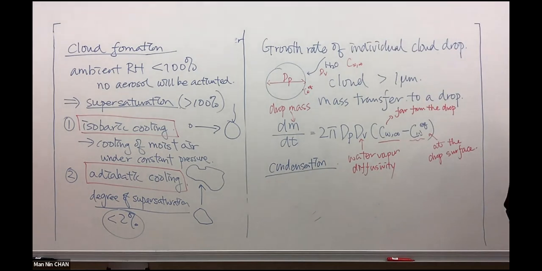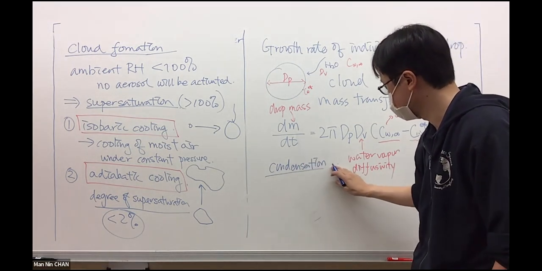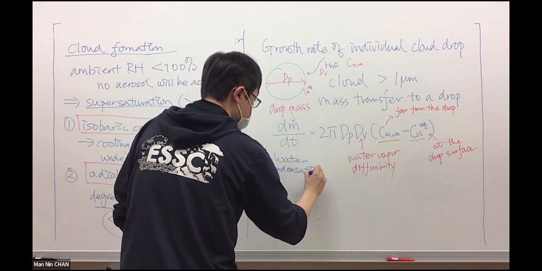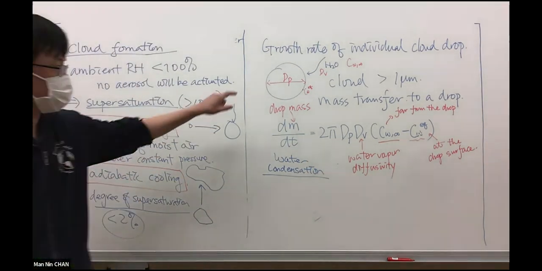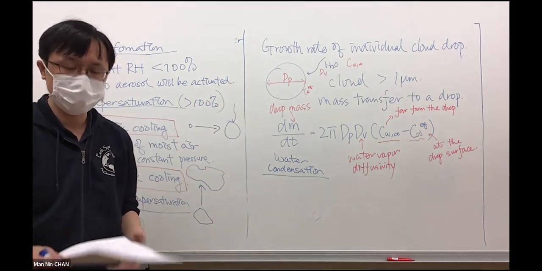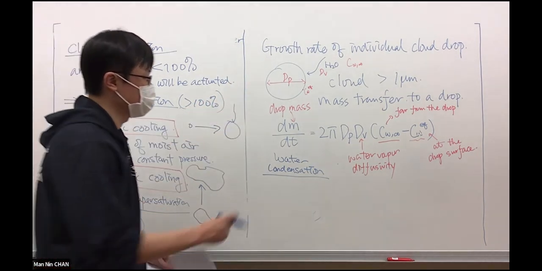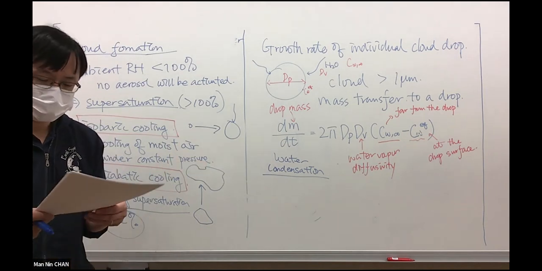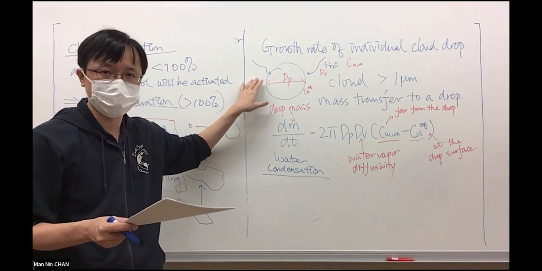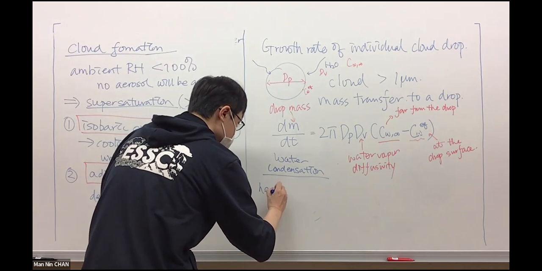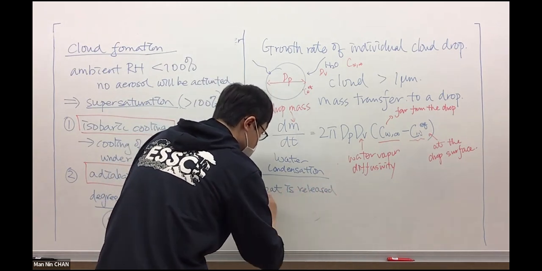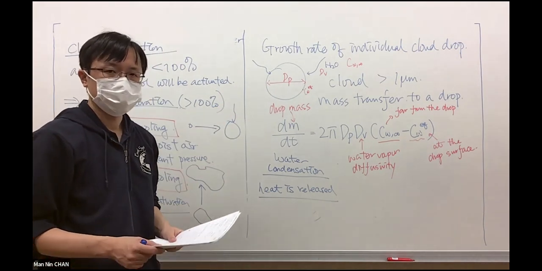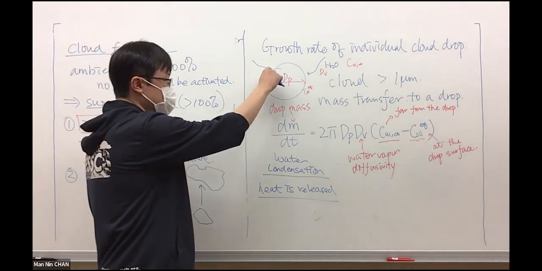So let's say you have some water condensation. We know that if you have some condensation process, what will happen? We notice that you have some heat to release. Remember, of course you talk about the mass transfer, but when you have this water condensation, you can have some heat release at the surface of your droplet.